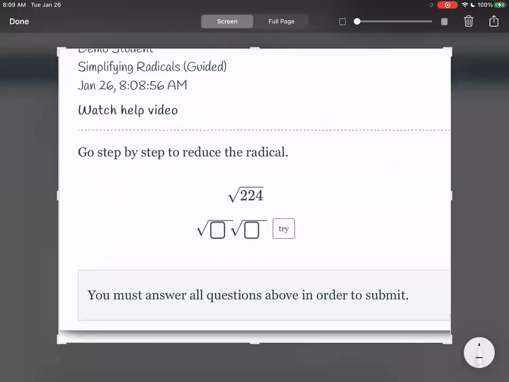So we're going to go step by step to reduce this radical. And so you can see that it's inside a square root. So we're going to find out what perfect squares fit into 224. So you might know the biggest perfect square that fits into it automatically, but maybe you don't, and that's okay. It will let you try it in multiple steps anyways.